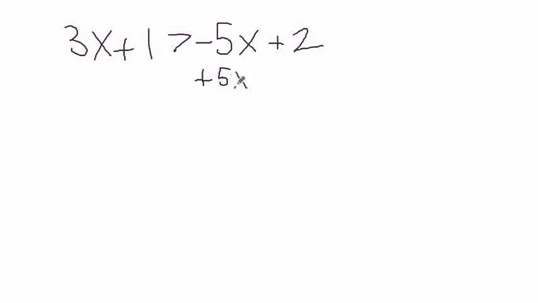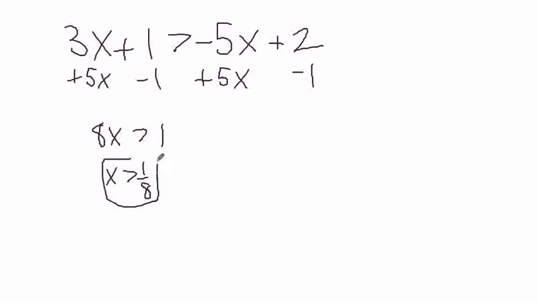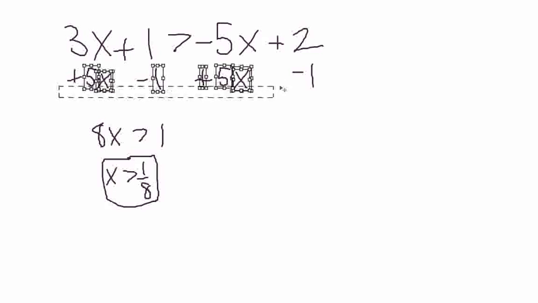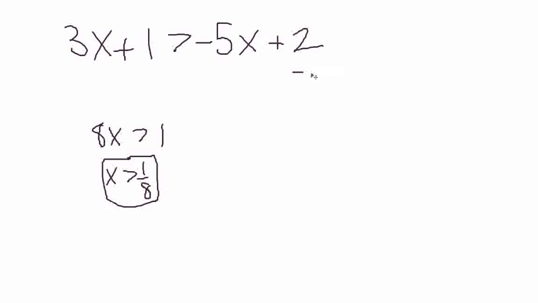You might add 5x to both sides. You might subtract 1 again from both sides. So that would give you 8x is greater than 1, so x is greater than 1/8. And that would be correct. In this case, at the very end, I divided by 8, and I got the correct answer. Now, what if I had, instead of adding 5x to both sides, suppose instead I did this.